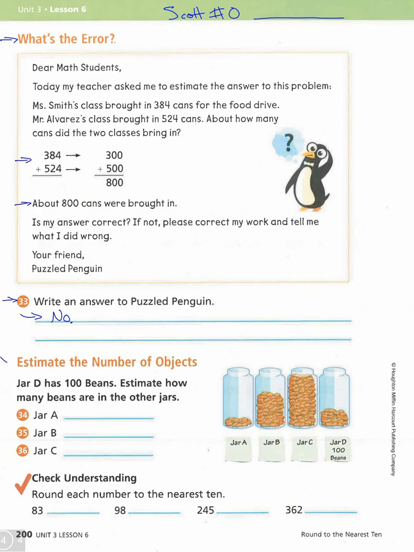Okay, so now we are down here. You've probably seen, like, estimate how many are in this jar or whatever. That's what this kind of is. So jar D, this jar right here, it says that to that level right there is 100 beans. Estimate how many beans are in the other jars. So knowing that level, if it's full to that level, is 100, how many do you think are in jar A, jar B, and jar C? So go ahead, pause the video, and complete those, and then when you're ready to go, we'll continue on.